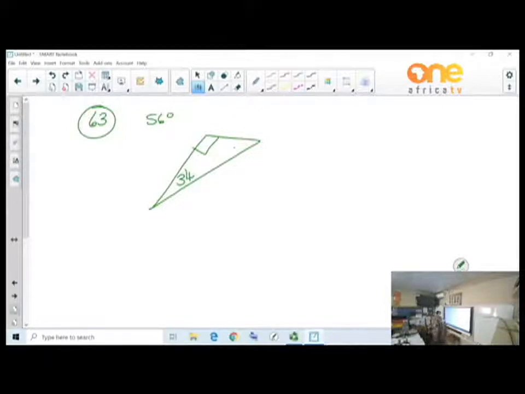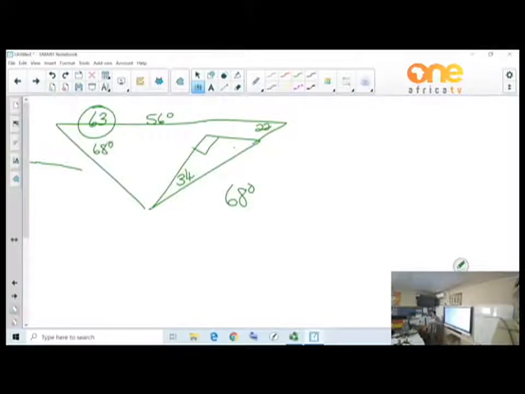Ja, maar onthou bietjie S is outside the circle. So if you calculate it, you get that S is 22. As jy nou daai calculations maak, dan kry ons dat S is 22. Yes, and now you can go back in the big triangle. Now you can look at the triangle that I use now, PQS. So then I got that angle is 68 degrees.